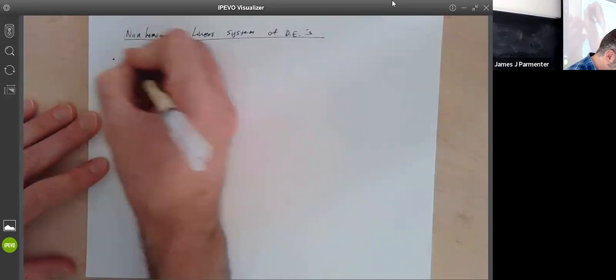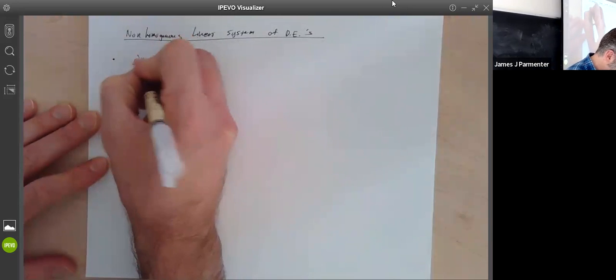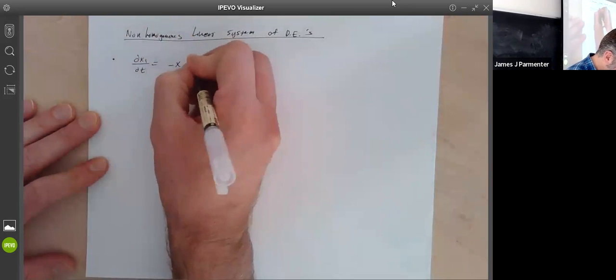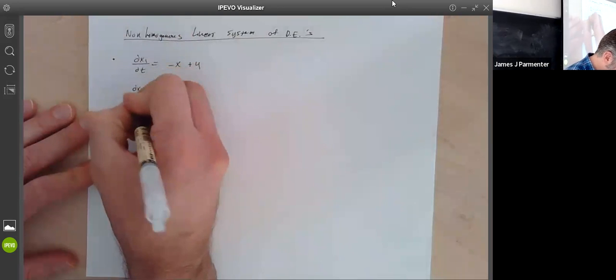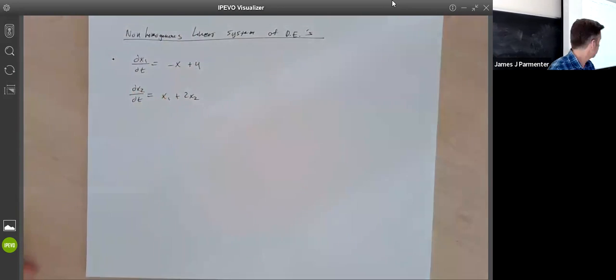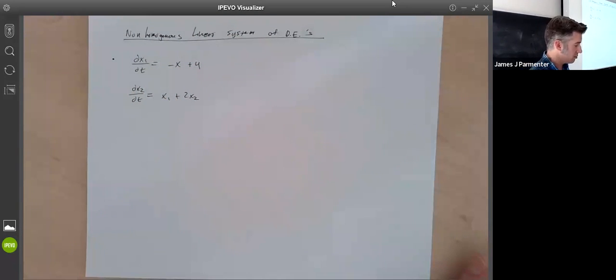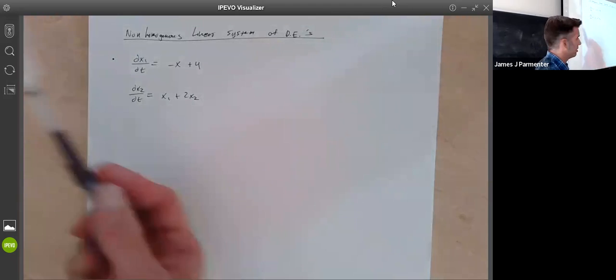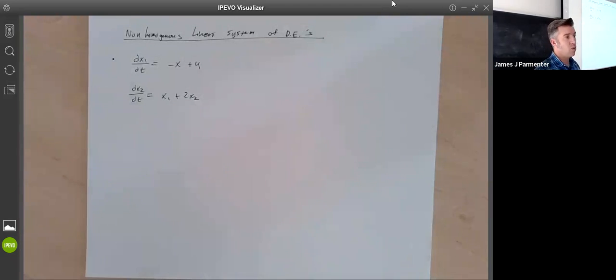Here's an example. dx1/dt equals negative x1 plus 4, and dx2/dt equals x1 plus 2x2. Definitely linear, but not homogeneous. So what do I mean when I say not homogeneous? Well, in a linear system, what we mean by that is the origin isn't the equilibrium. If you plug in 0, 0 here for x1 and x2, you don't get both equations equal to 0.